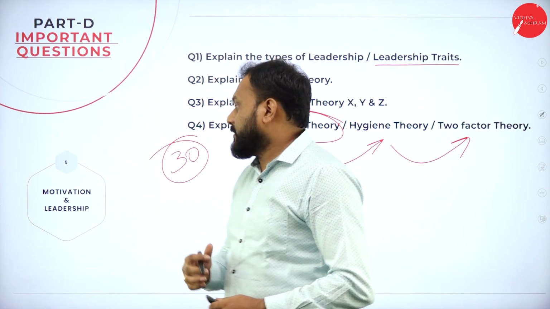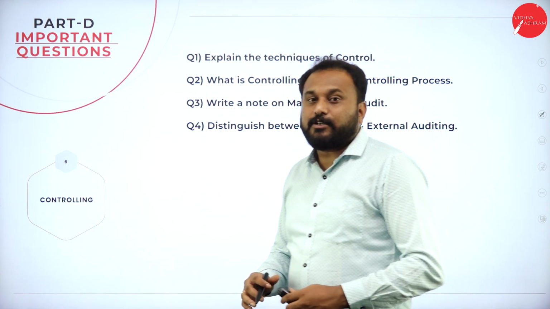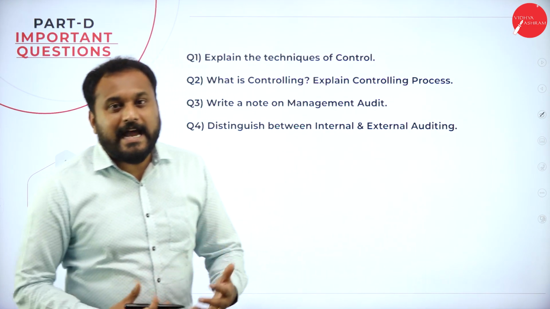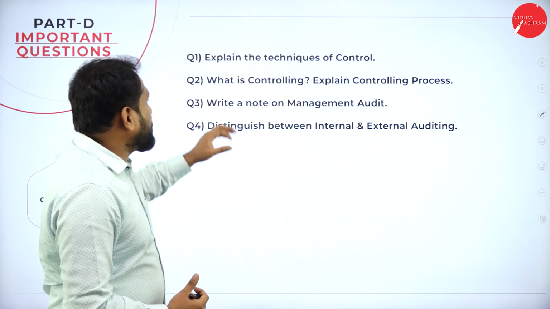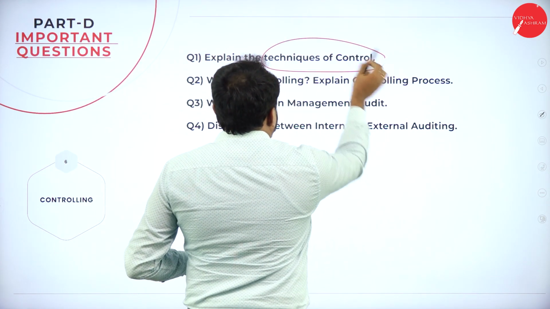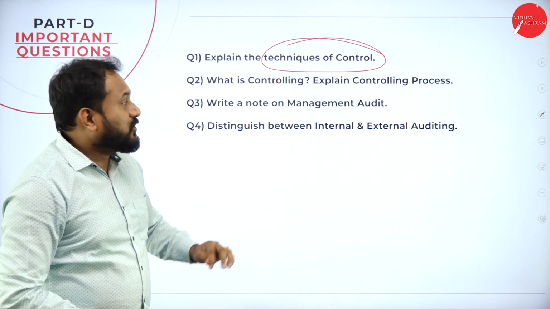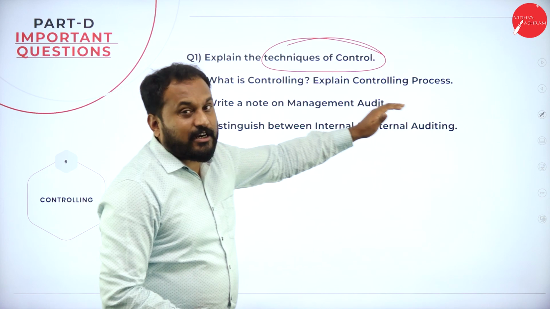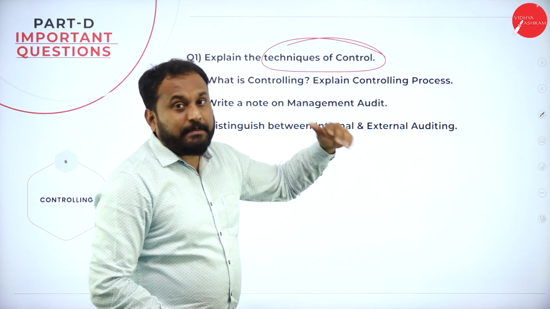Now the last chapter is called controlling. Controlling is a chapter where you are supposed to analyze the answers and then go for it. The first one is explain the techniques of controlling. This is a sure question for 15 marks. Students, understand techniques of control. It's a sure question, I'm telling you here. What is controlling? Explain control. That is, explain the controlling process.